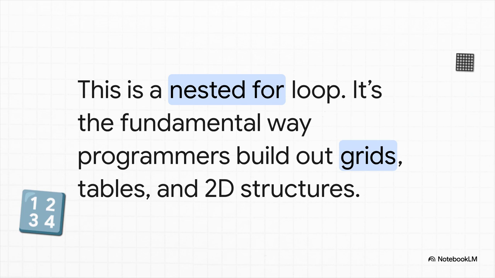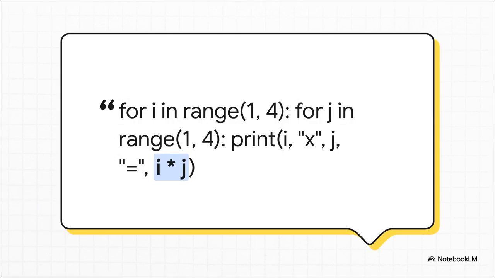And honestly, this is how programmers build pretty much any kind of grid or table you can imagine. Let's break down how this works. The outer loop, the one with the i, is in charge of the rows. It's going to run for 1, then 2, then 3. Now here's the key part. For each of those runs, the inner loop, the j loop, has to run its entire course. So when i is 1, j will go through 1, 2, and 3. Then, and only then, does i become 2, and the j loop does its whole thing all over again.